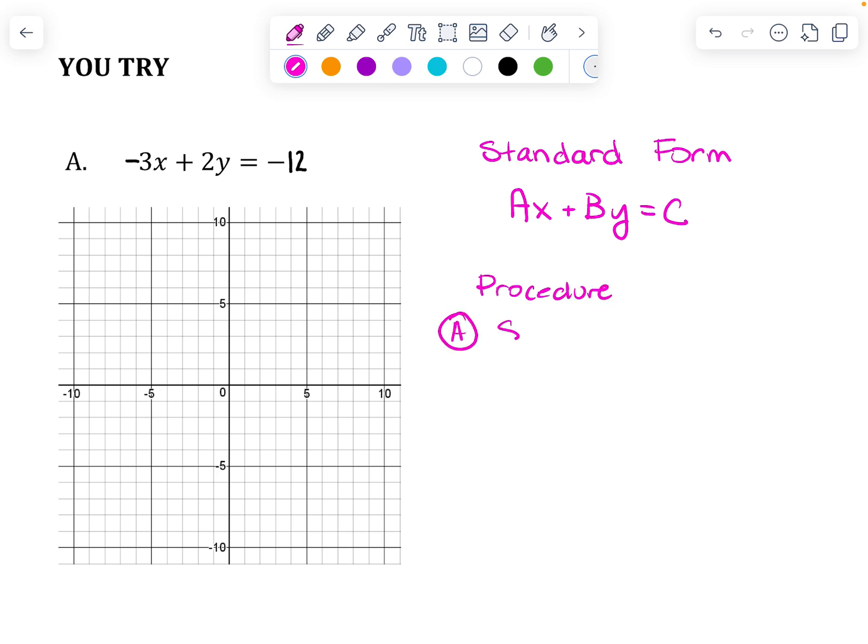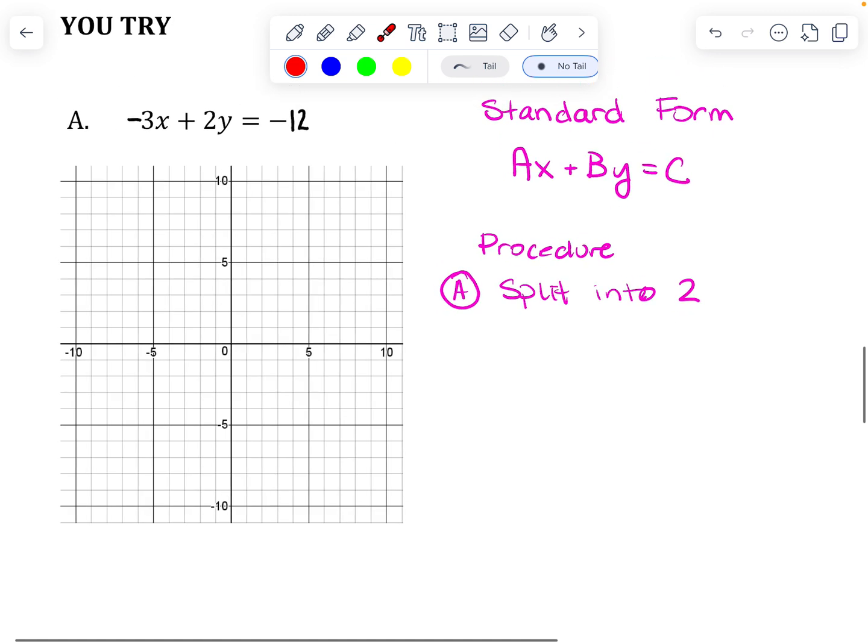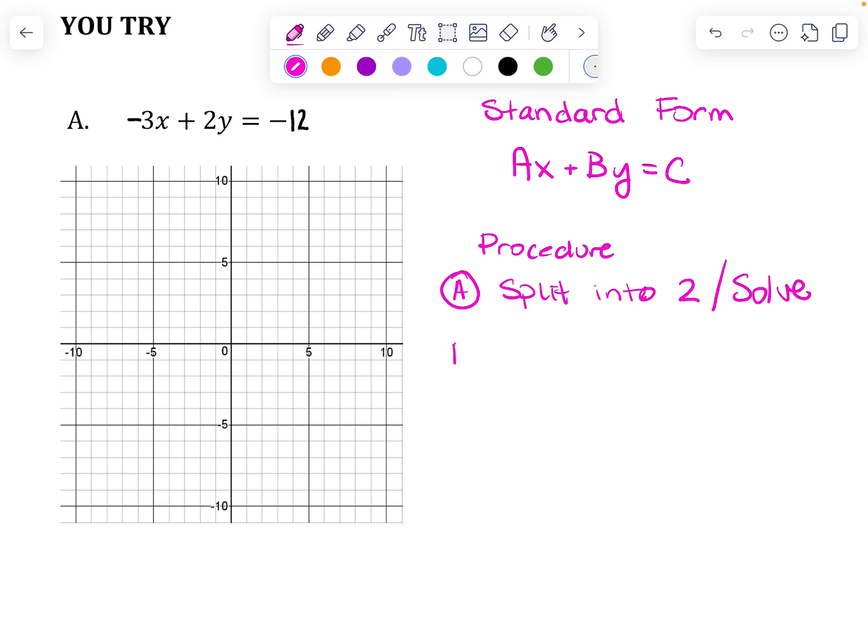First, you want to split your equation into two, and all you're going to do is take a look at what's between the x and the y, and that's where you're going to separate. So you're going to separate this from this, same exact answer. So split your equation into two, then you're going to solve it. So split and solve, and then you're going to graph your two intercepts. And we'll come back to this in a second.